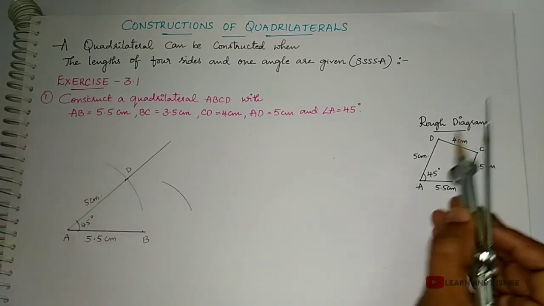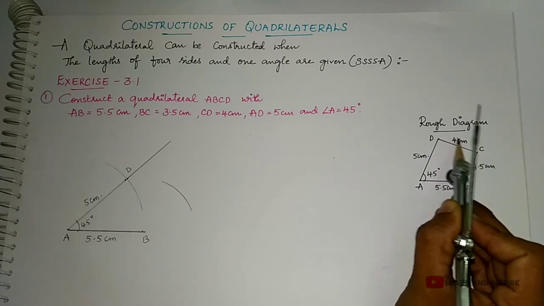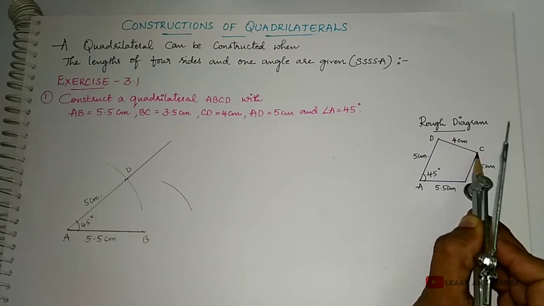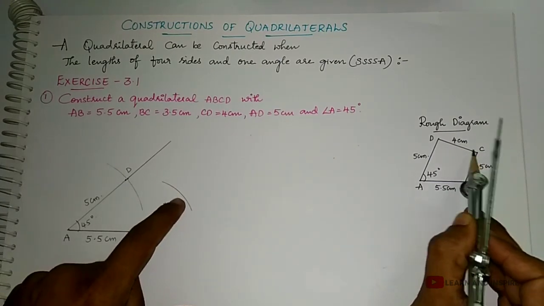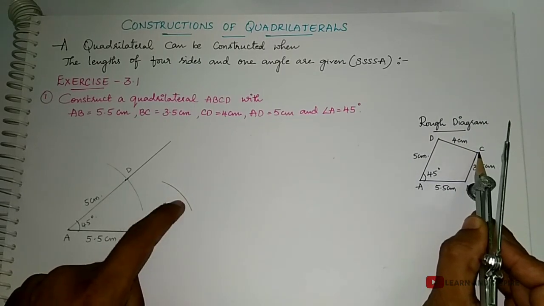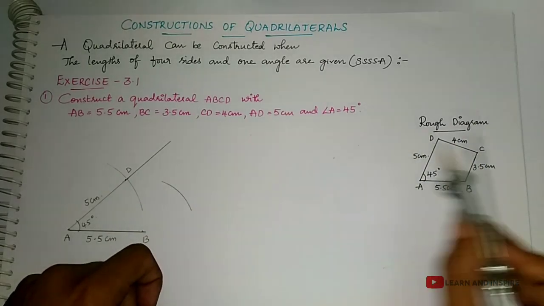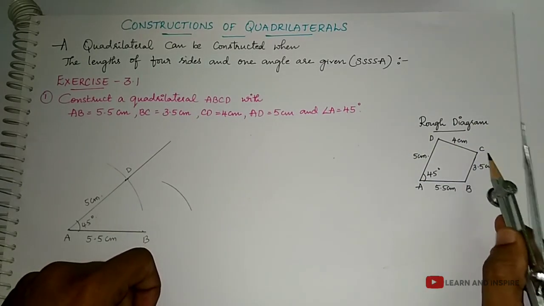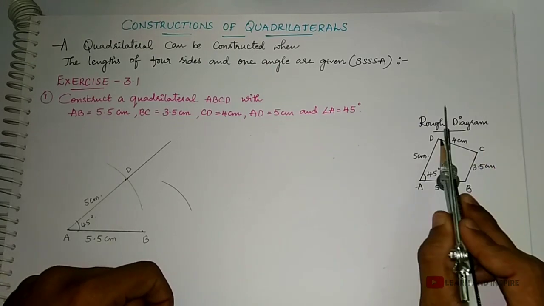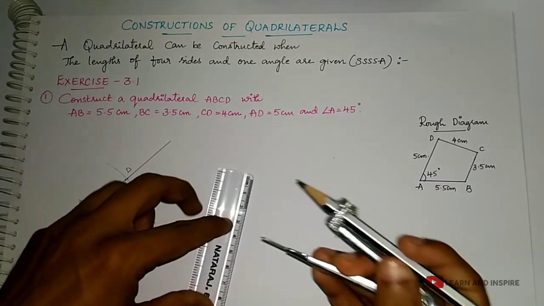Now with D as center and radius 4 centimeters, we cut this arc. With D as center and radius 4 centimeters, we cut the previous arc, and we name the intersecting point of the arcs as C. What is the radius? 4 centimeters, so we take 4 centimeters.